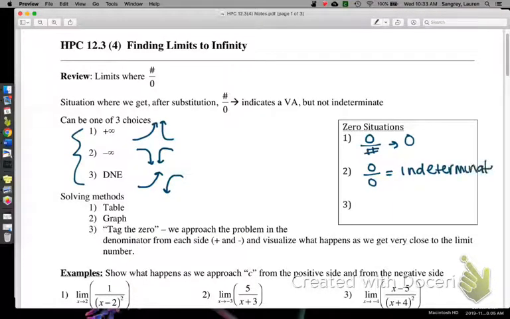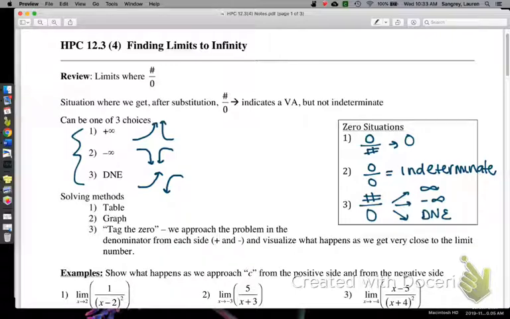So when this happens, we might need to factor or do something algebraically to eliminate that problem of getting 0 over 0. And then we also have a situation where after direct substitution, we get a number over 0, and that's what we were just looking at. We have one of 3 options when that happens. We either go infinity, negative infinity, or does not exist. And we need to usually look at the graph to help us figure out which option we're dealing with here.